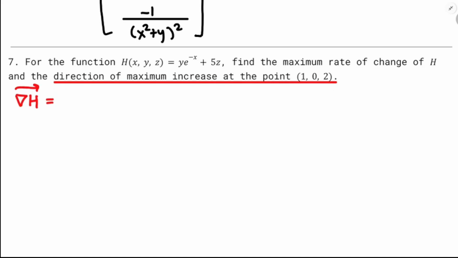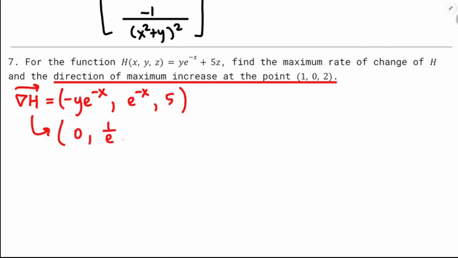Gradient of h with respect to x, I would have negative y e to the negative x. And then 5z doesn't depend on x, so its derivative would be 0. With respect to y, e to the negative x is just a constant, so I'd have e to the negative x, and 5z is constant with respect to y, so let's leave that there. And then with respect to z, that derivative would be just 5. So the gradient of h at the point where x is 1, y is 0, and z is 2 would be 0, e to the negative 1, and 5.